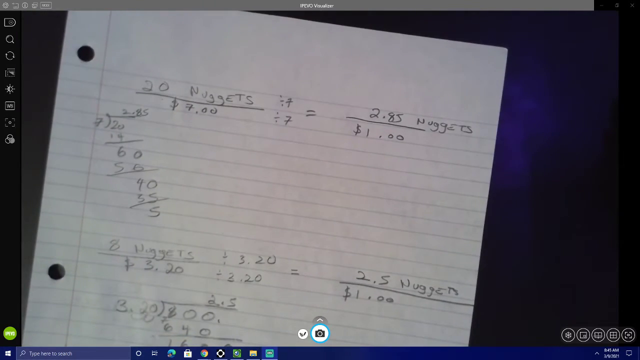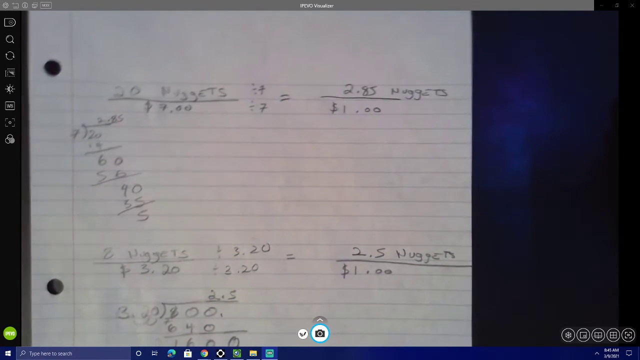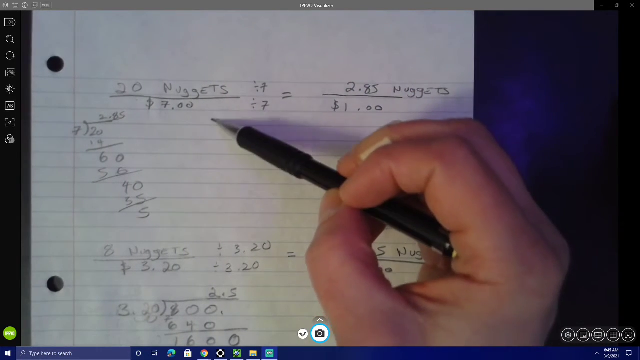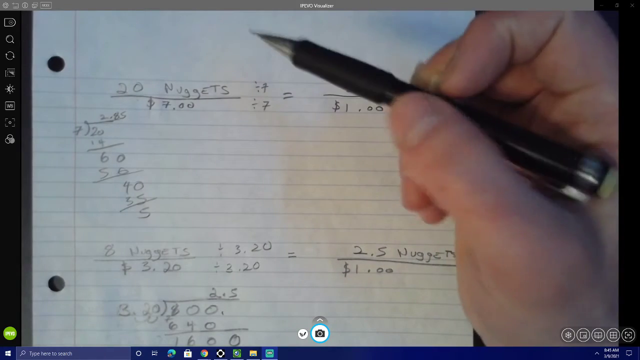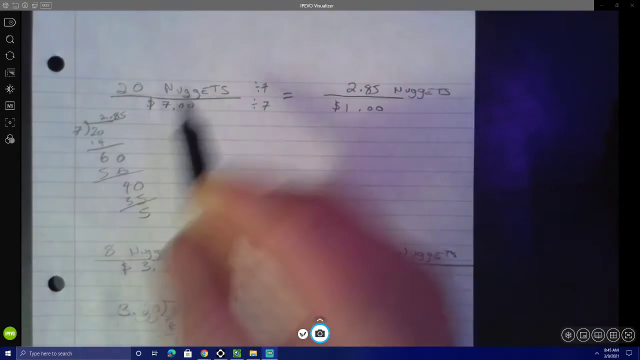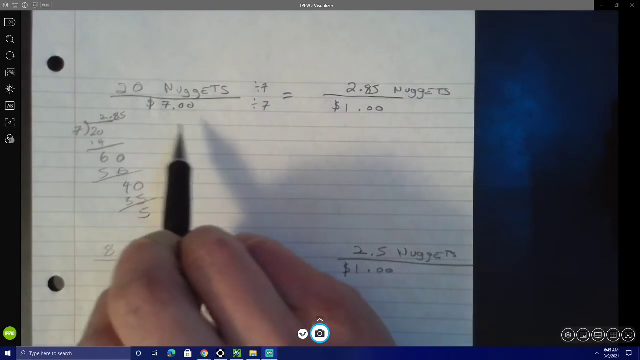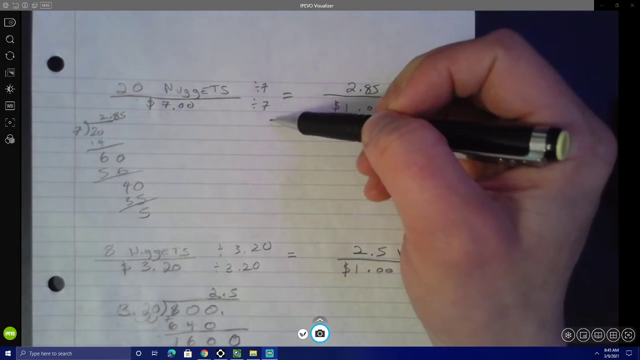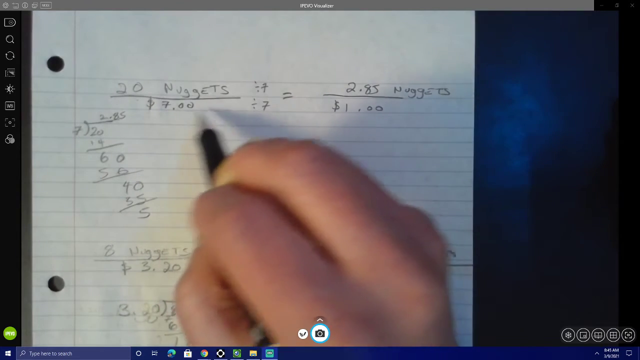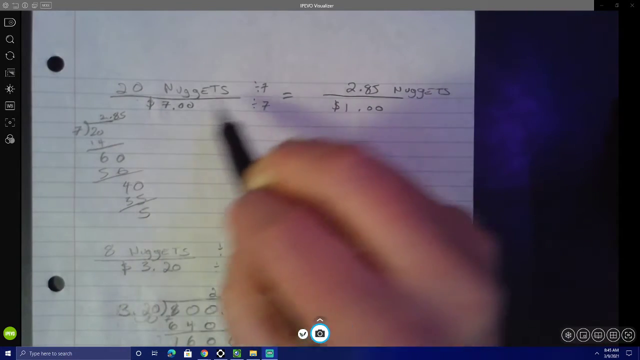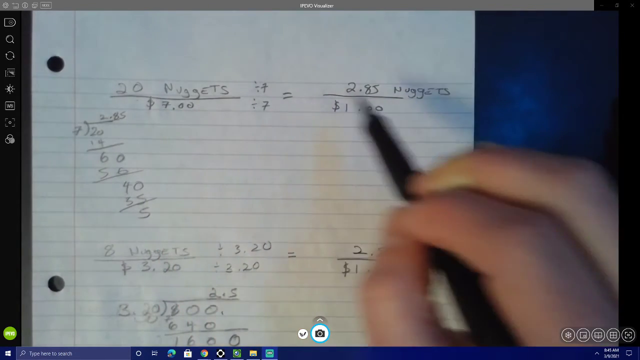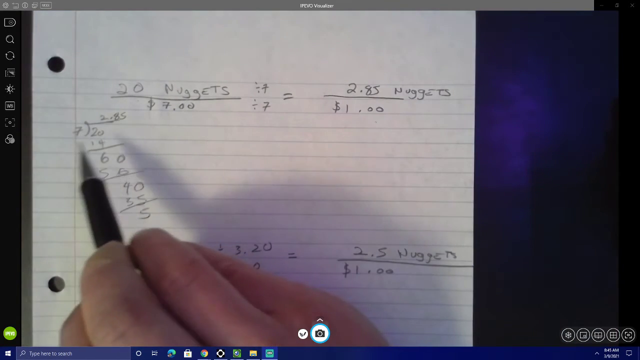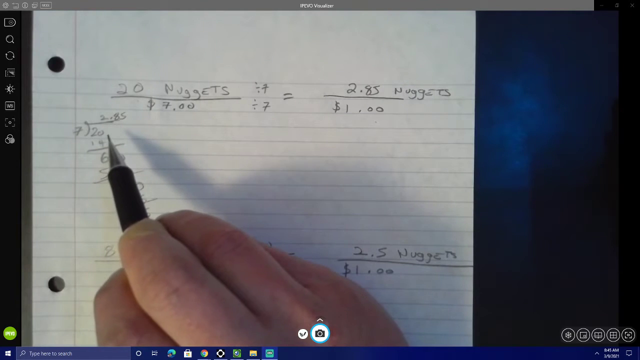And our last suggested practice problem that we will be going over is nuggets per dollar. The first rate that we are comparing is 20 nuggets for $7. To find the unit rate here, I need to divide both the top and the bottom by that denominator amount of 7. When I divide 7 by 7, I get $1. And then I had to do 20 nuggets divided by 7. So here's my long division for that.